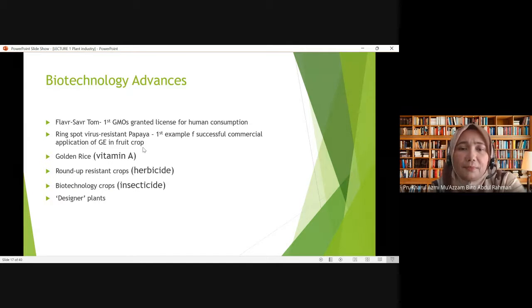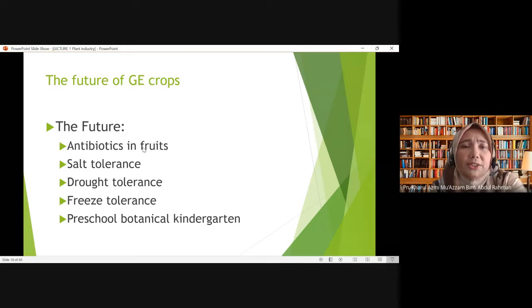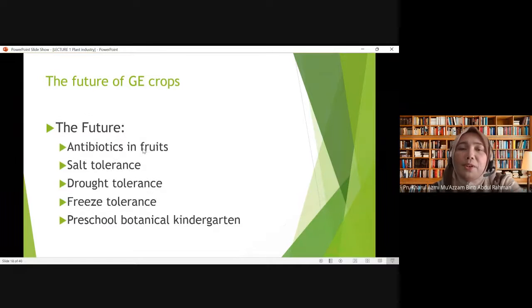Okay, and so on. So this is another example. You can just take a look. Okay, so let's see the future of genetic engineering crop. Macam-macam lah kita boleh bina, kita boleh gunakan antibiotik. We can put the antibiotics in fruit. Boleh juga ya. Nak bagi macam bila kita makan buah tu pun ada dia punya antibiotics.